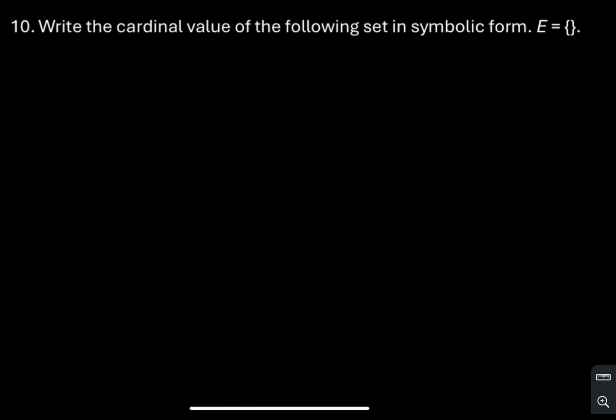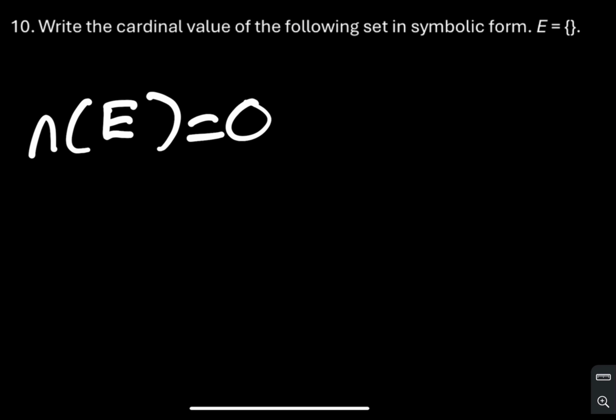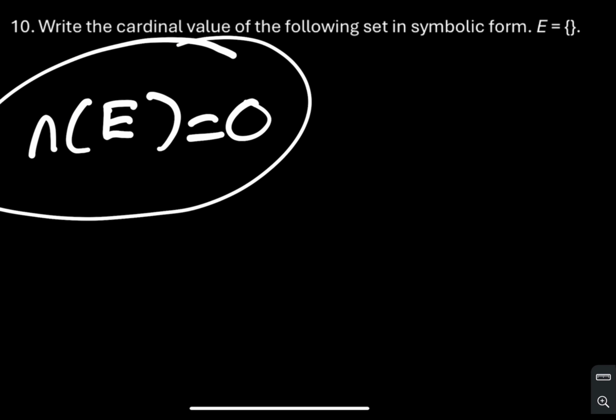So for this 10th problem, it says write the cardinal value of the following set in symbolic form. So we have set E is equal to the empty set. So since it has no elements in the set, we know that the cardinal value of that is 0. There's nothing in between those braces right there. So we can say that n of E is equal to 0. And that's going to be your answer.